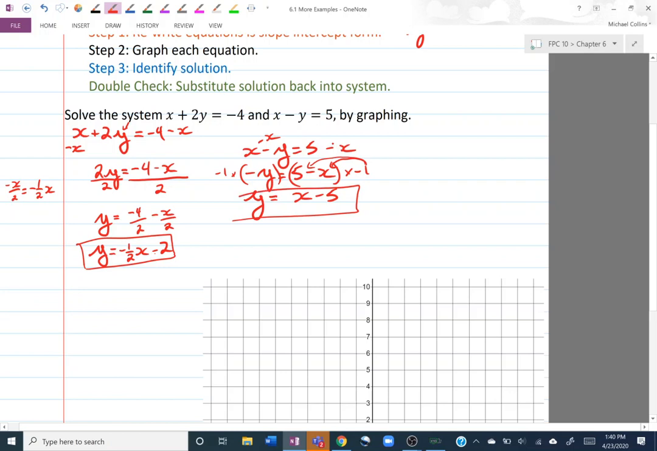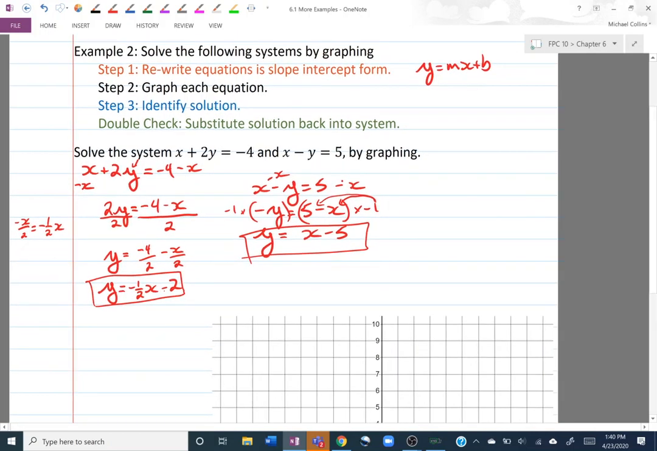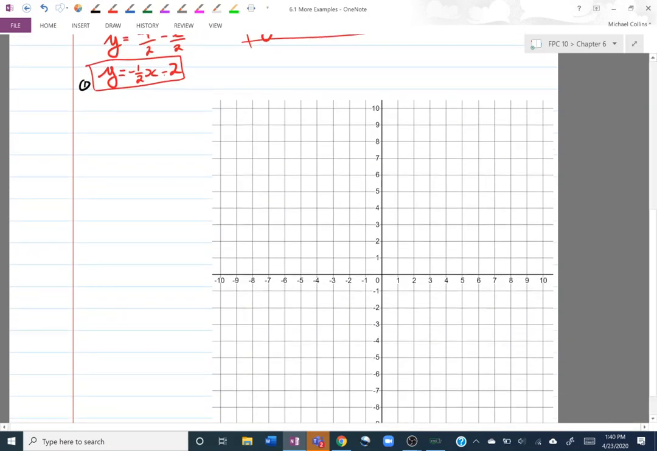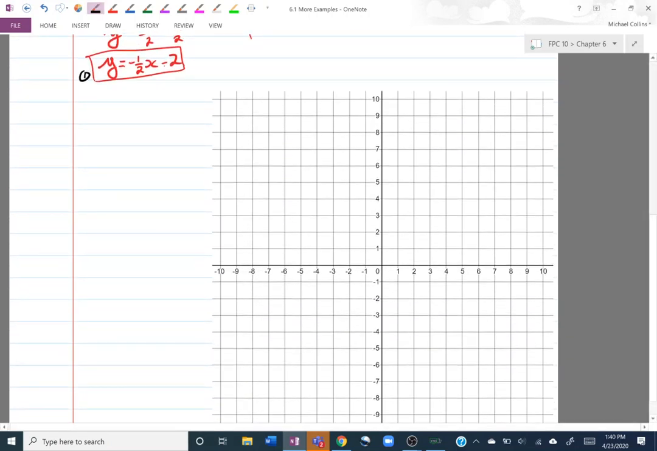So I now have finished step 1. I've rewritten both of my equations in slope-intercept form. Next, I'm going to graph each equation. So let's call this guy 1. I'm going to do number 1, y is equal to negative half x minus 2, which means I'm going to find my y-intercept, which is negative 2 right here, and then I'm going to do my slope.